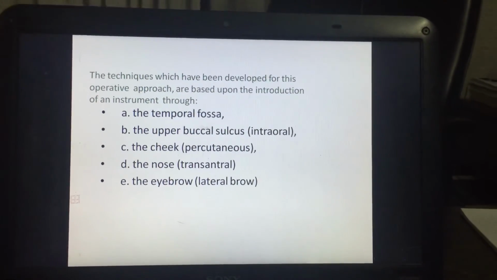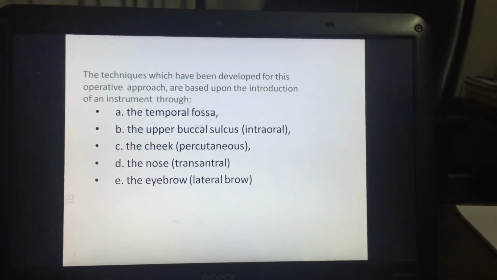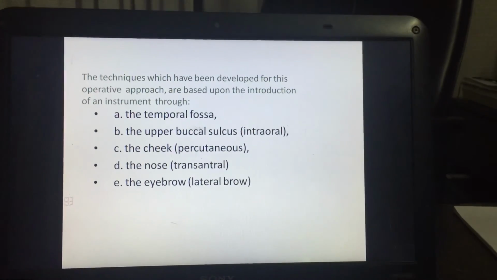instrument through the temporal fossa, the upper buccal sulcus intraorally, the cheek that is percutaneous, the nose that is transantral, and the eyebrow that is the lateral brow incisions.